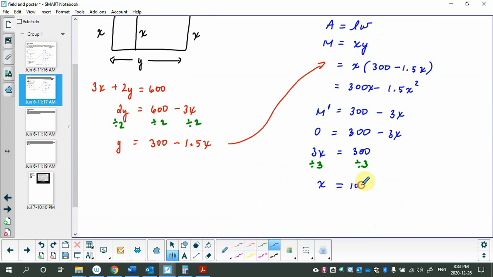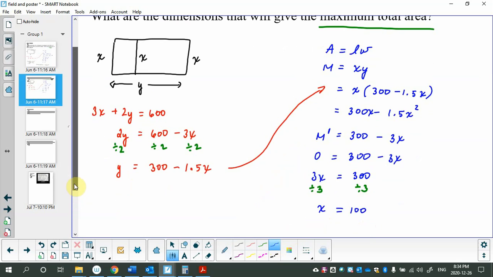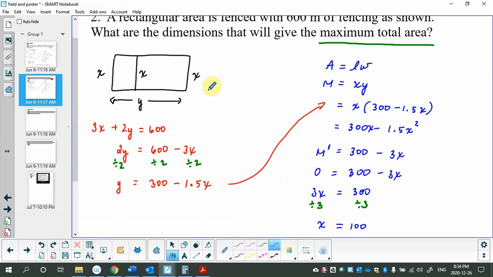And I get 100. So there are 300 meter sides. And it says, what are the dimensions? So I'm going to take that 100 meters and put it in here to figure out the bottom and top of my picture.